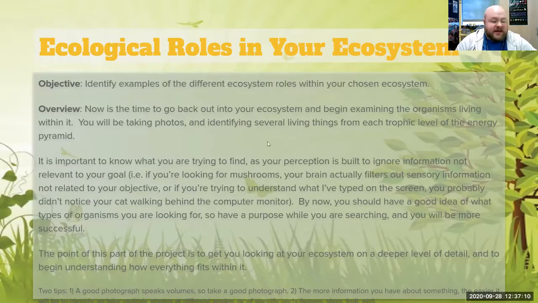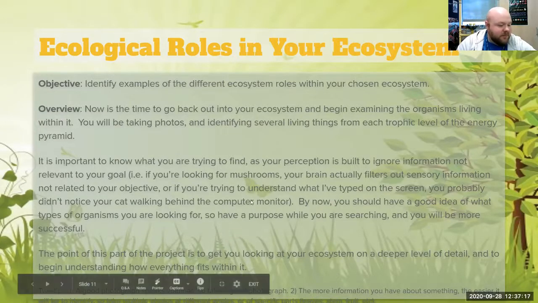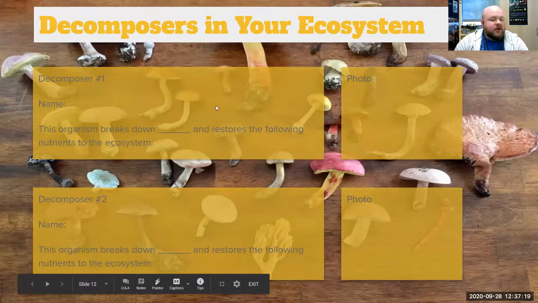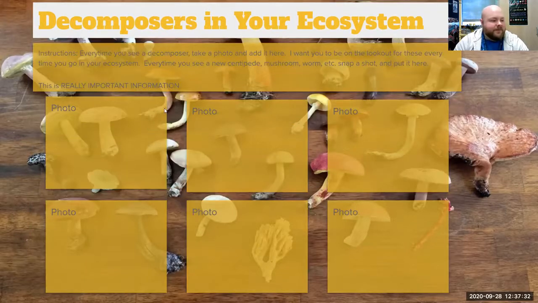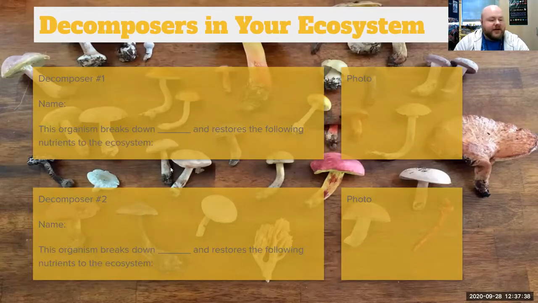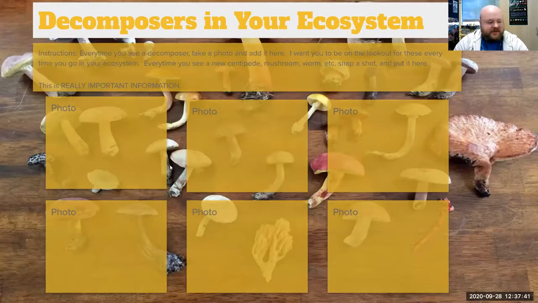You're basically going to go outside in the ecosystem that you have picked and look for living things. I'm going to scroll through here. There should be some decomposers. Those are usually things like mushrooms, or if you know that there are dead plants and things like that out there, you would see decomposers around it. Every time you see a decomposer, add a photo of it on this slide. So information on the first page with some photos, and then more photos on the next page.